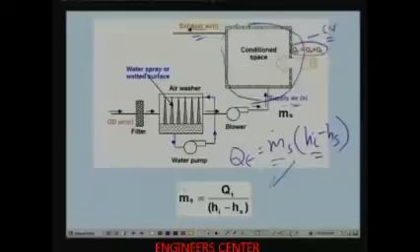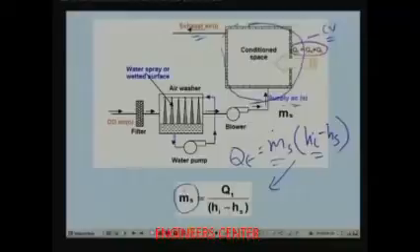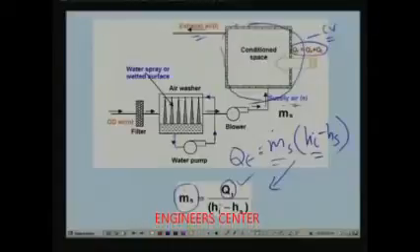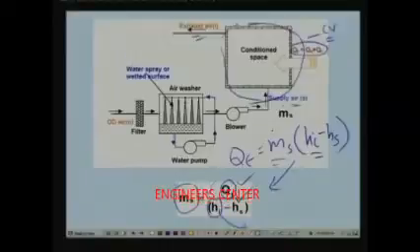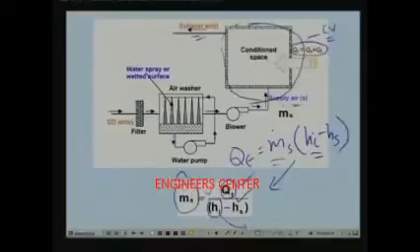From this expression you can find the required air flow rate m dot s, which is Qt divided by (Hi minus Hs). If you know the rate of heat transfer to the conditioned space Qt, and Hi is the enthalpy of the conditioned space air, which is normally known from our requirements, and if you can fix the supply condition Hs, then you can find the required mass flow rate of supply air.